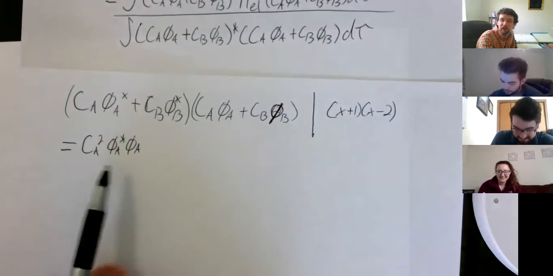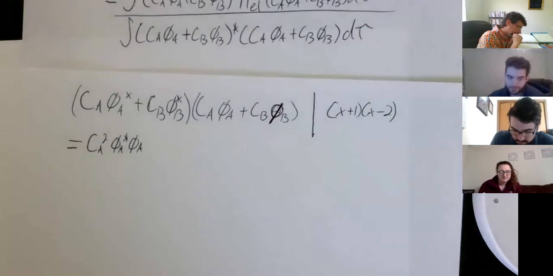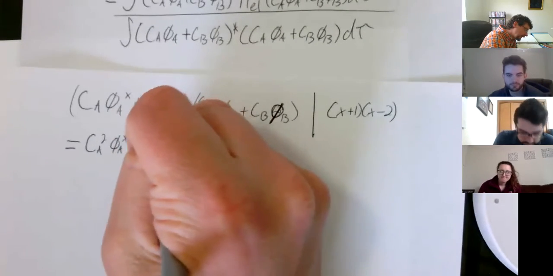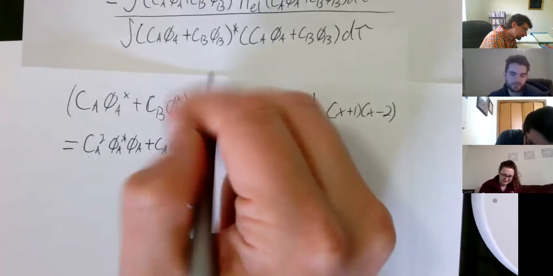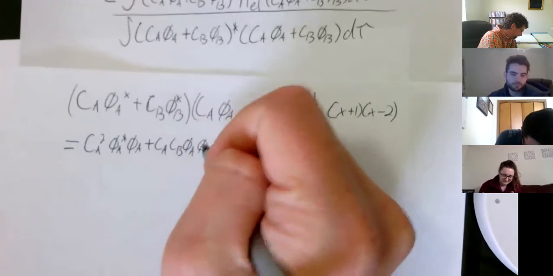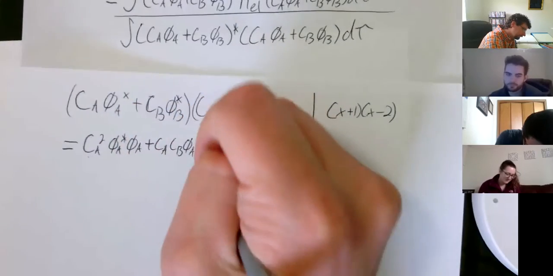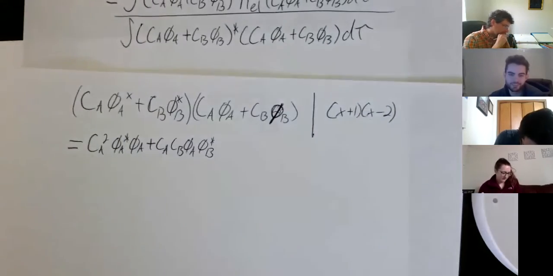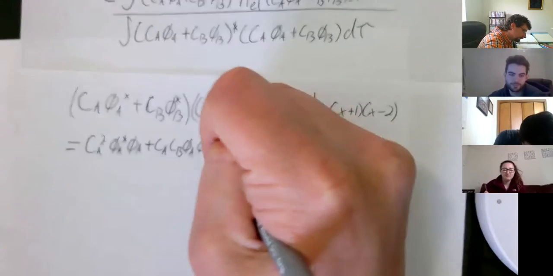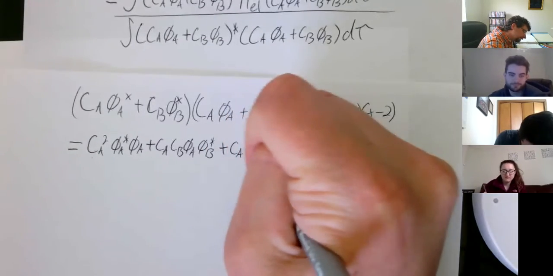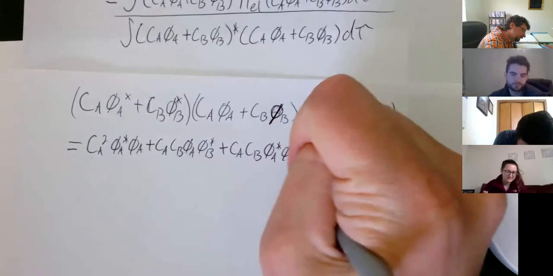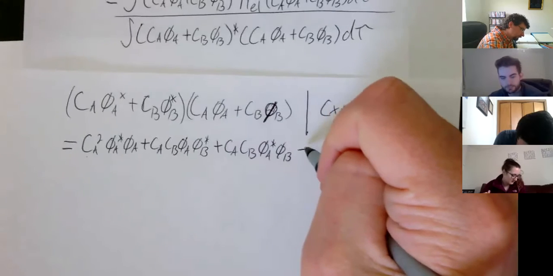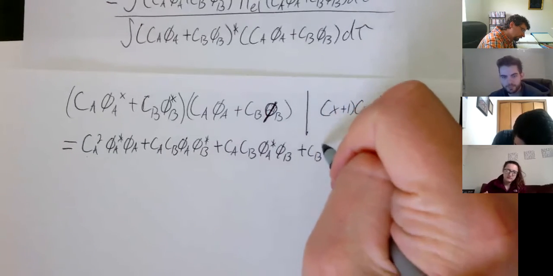Yeah, so that's the first term. What's next? I guess you do CA CB, and then phi A times phi B star, just keeping it alphabetical. I mean, it doesn't really matter. And then plus CA CB phi A star phi B, and then CB squared phi B star phi B.